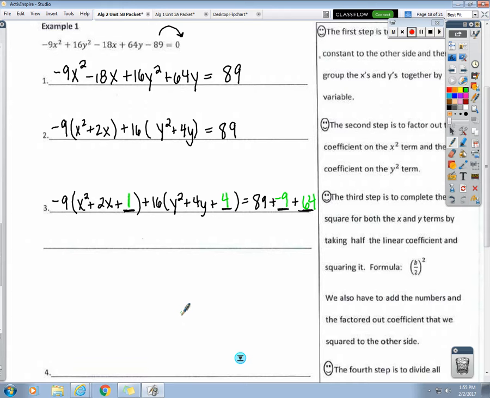The only difference so far from when we did this with ellipses is we had to factor out a negative number, and we never had to do that with ellipses. That's the only difference. Okay, so now what we're going to do is factor each of these trinomials into 2 binomials. And then over here, we'll just combine those up. What is 89 plus negative 9 plus 64? 144.